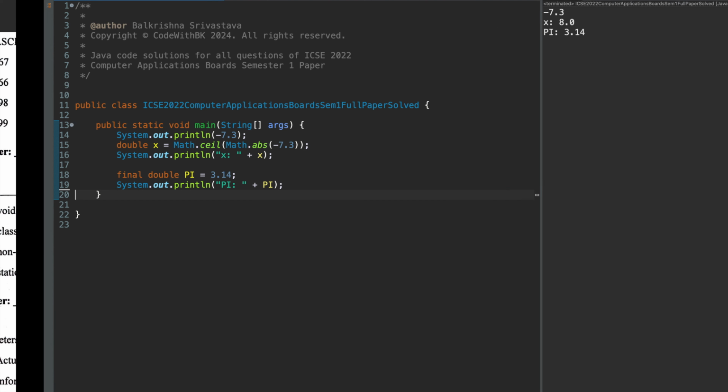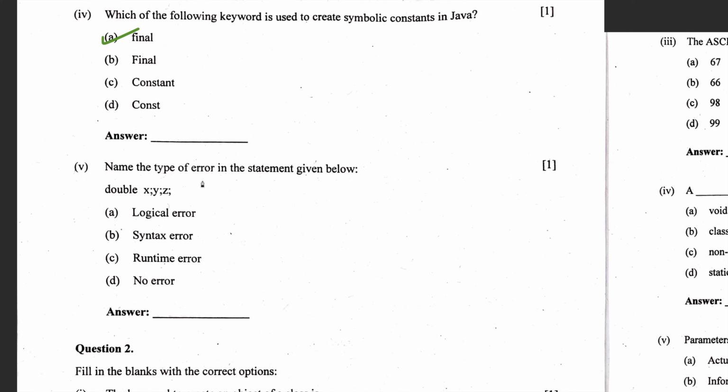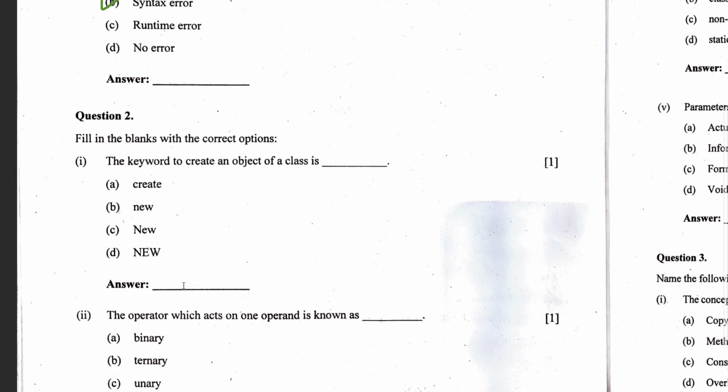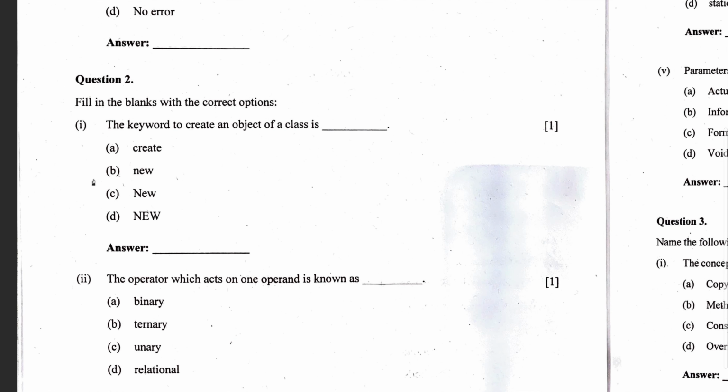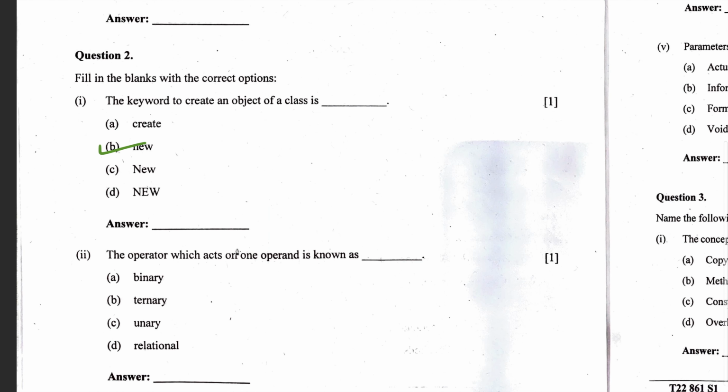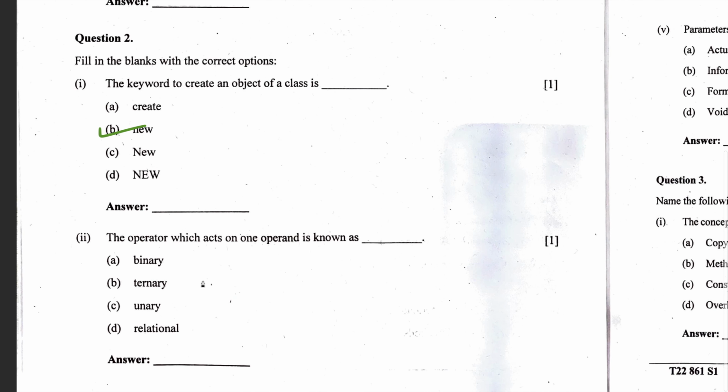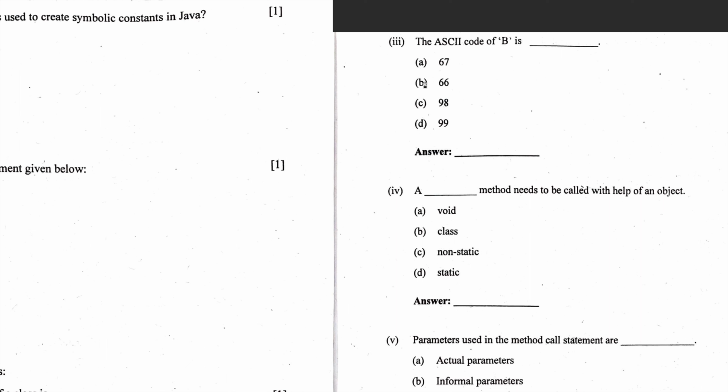Moving on. Name the type of error in the statement given below. This is a syntax error. When you're declaring variables of one particular type, they should be separated by a comma, and here it is a semicolon. Fill in the blank with the correct options. The keyword to create a new object is new, in lowercase. The operator which acts on one operand is called a unary operator. The ASCII code of B is 66.